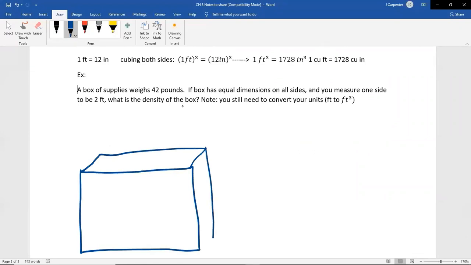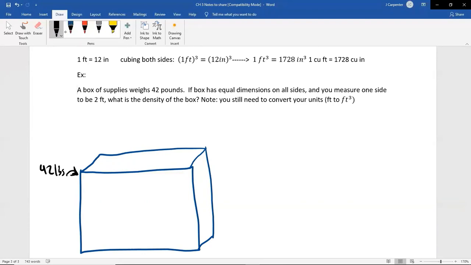Now, I'm going to assume this is a cubic box because it says the box has equal dimensions on all sides. Now you might be like, Mr. Beckner, this doesn't look like a cube. Please ignore my poor artistic ability. It's a cube. So this box weighs 42 pounds in total. The whole thing is 42 pounds. So if you put that box on a scale, it comes out to 42 pounds exactly.